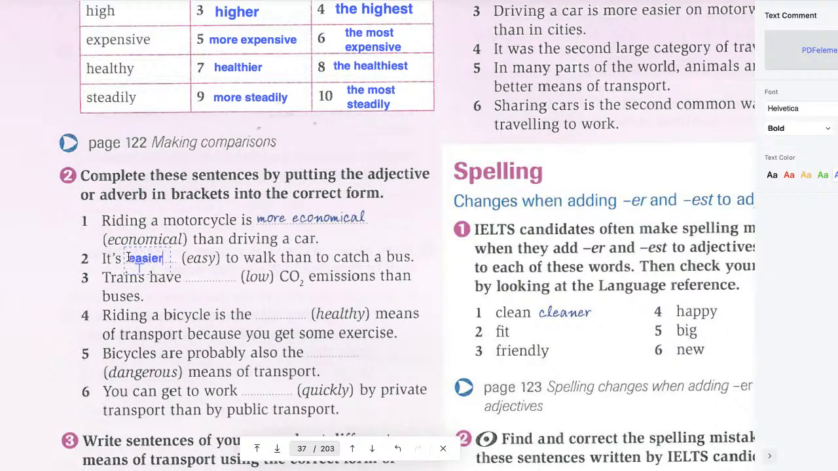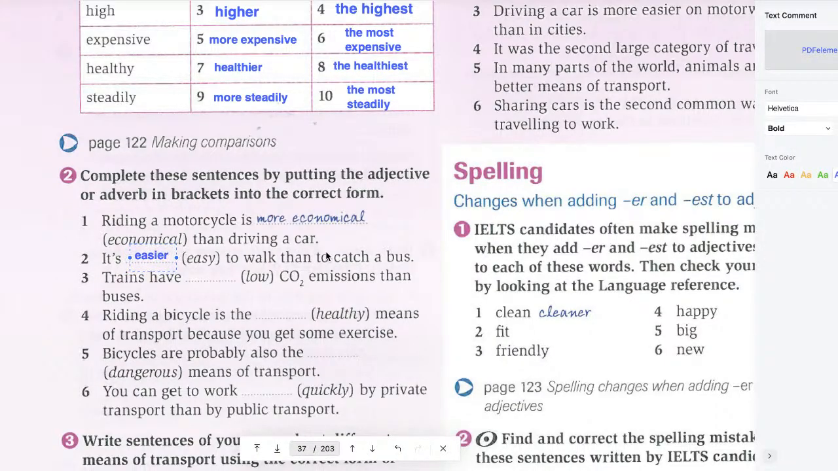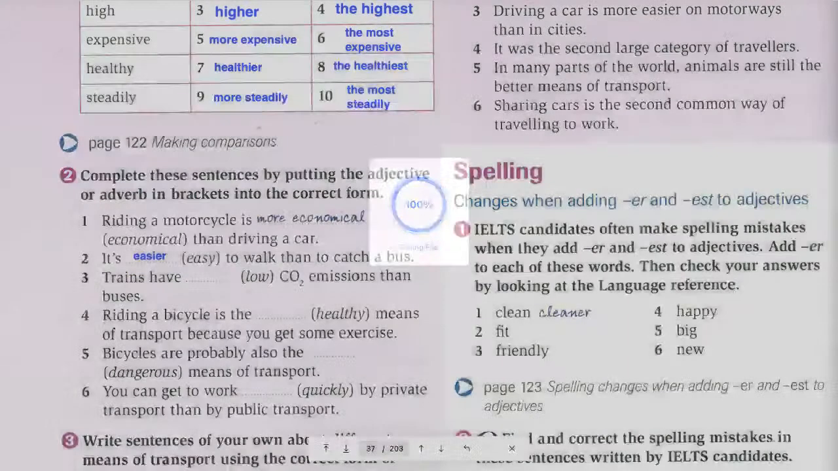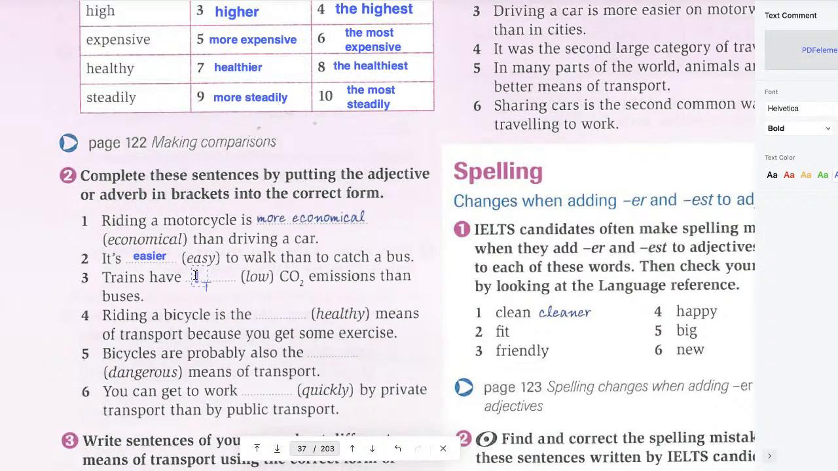Yes, it's easier, right? It's easier to walk than to catch a bus. So the answer for number 2 is easier. Okay. Now number 3, Dạ Hân. Lower. Okay. Trains have lower CO2 emissions than buses.